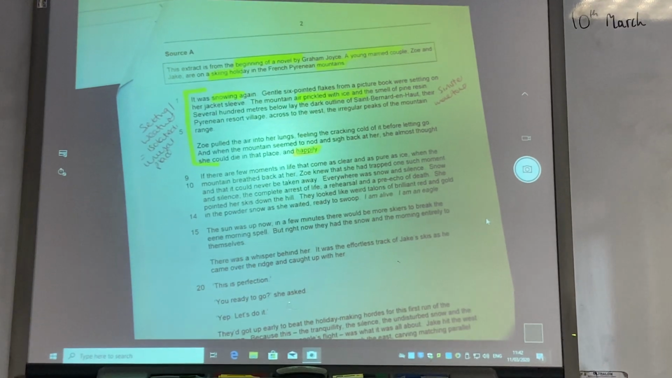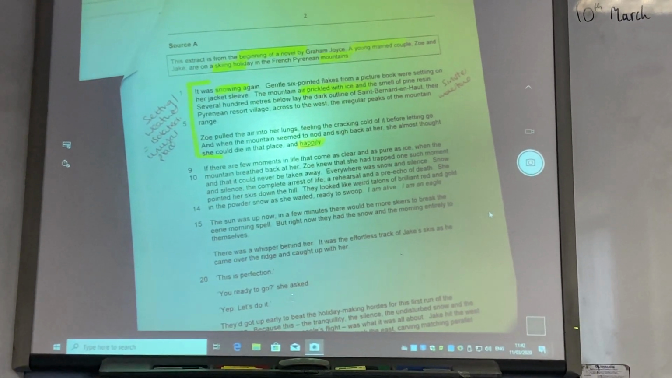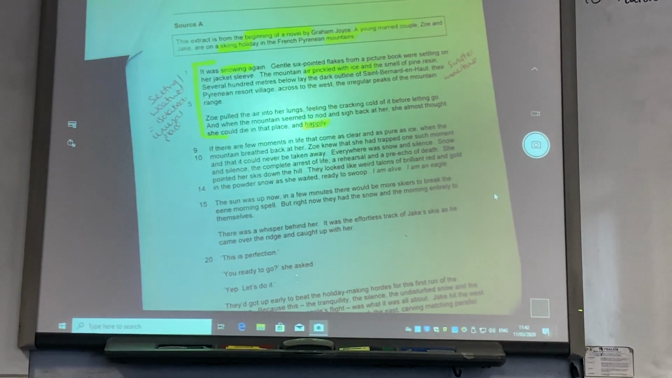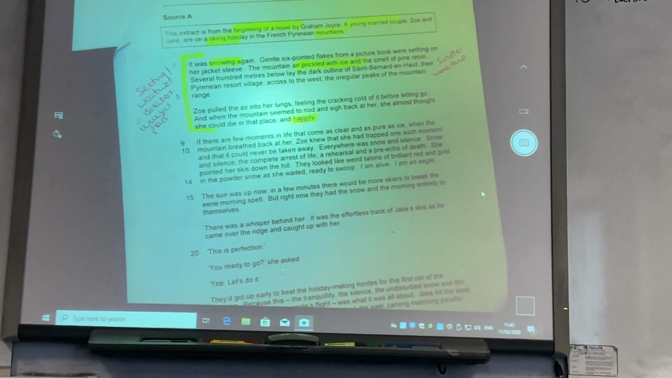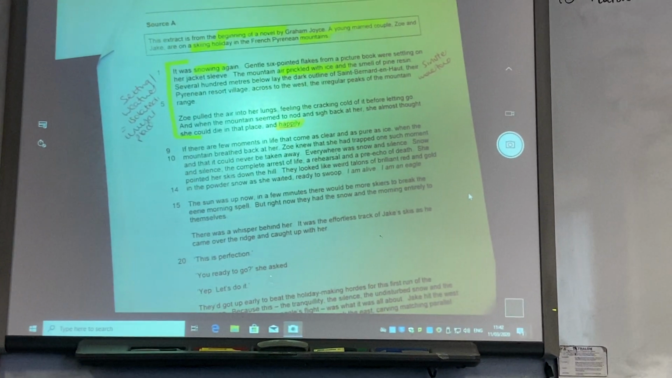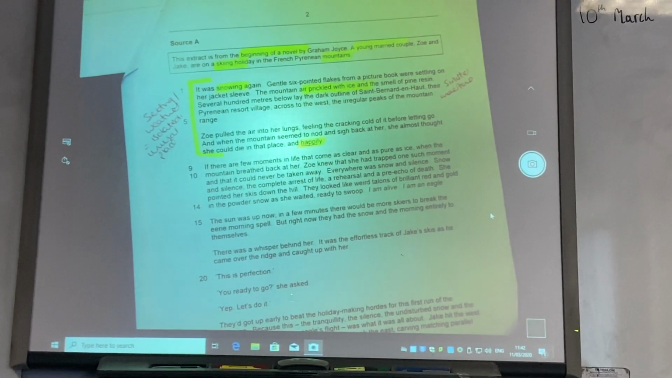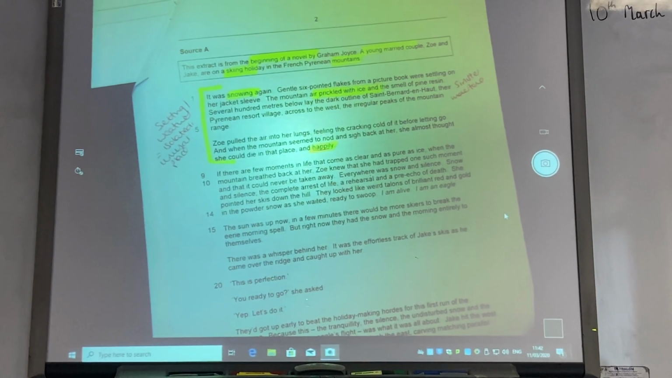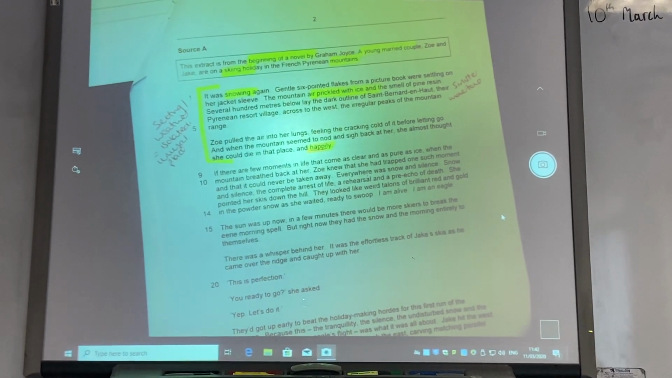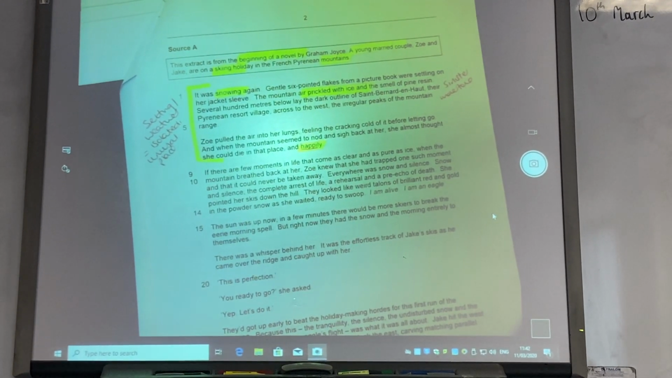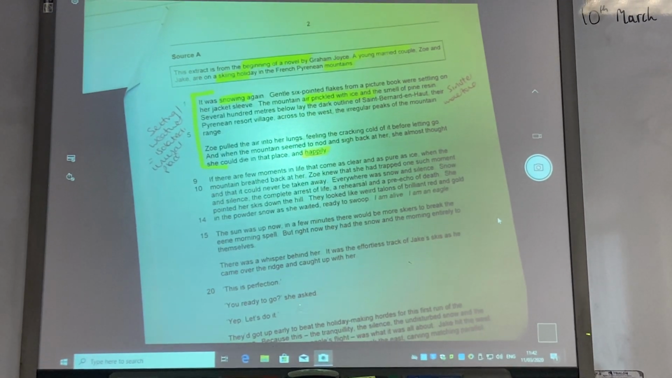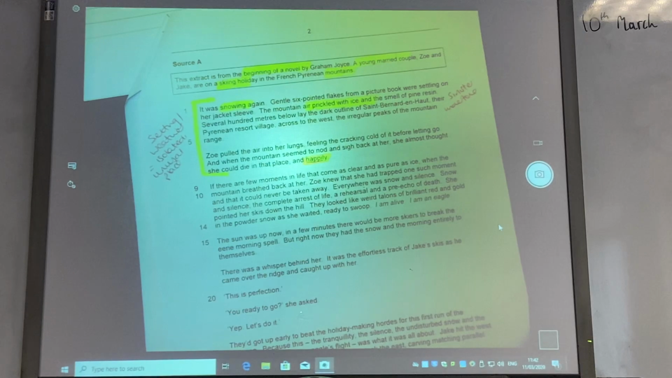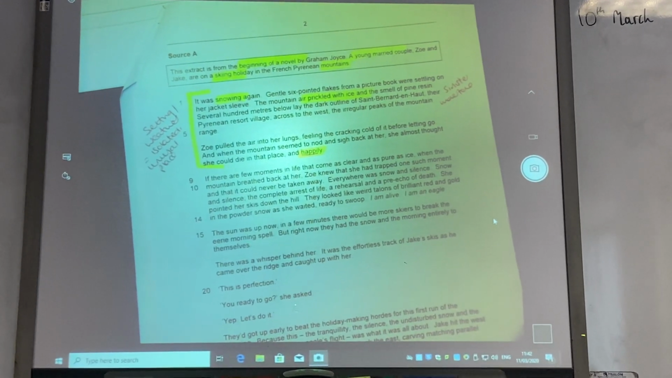If there are a few moments in life that come as clear and pure as ice, when the mountain breathed back at her, Zoe knew that she had trapped one such moment and that it could never be taken away. Elsewhere was snow and silence. Snow and silence, the complete arrest of life, a rehearsal and a pre-echo of death. She pointed her skis down the hill. They looked like weird talons, brilliant red and gold, in the powder snow as she waited, ready to swoop. I'm alive. I am an eagle.